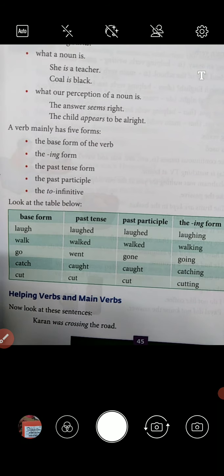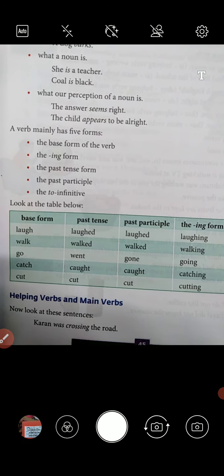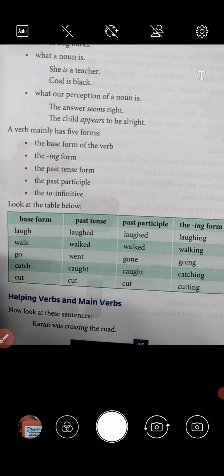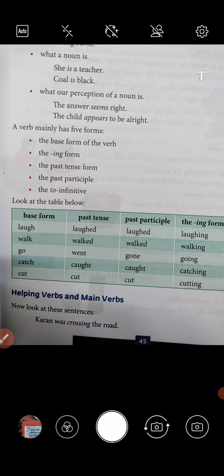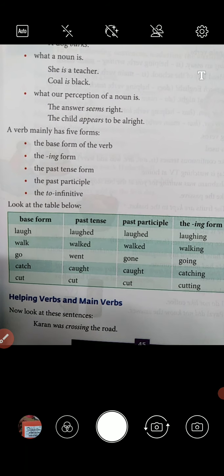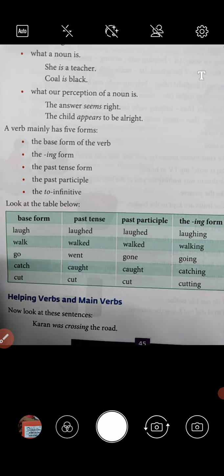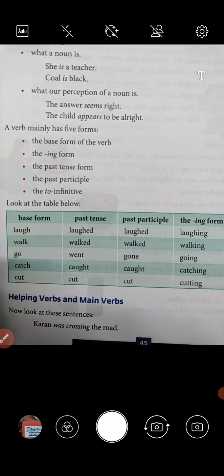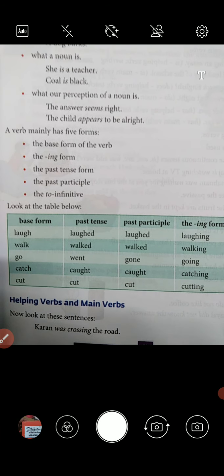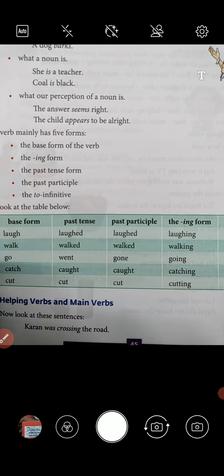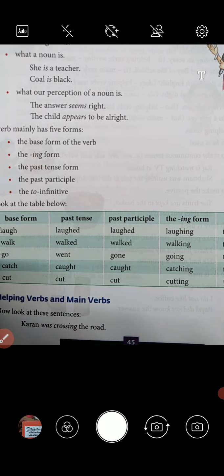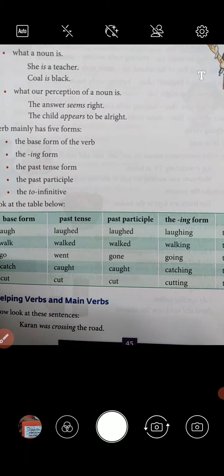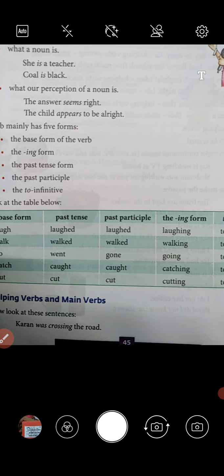Now look at the second word, that is walk. Chalavu. He walks. Now the past tense of the verb is walked. Ed. He walked yesterday. We walked together yesterday. The past participle form of the verb is also walked. We had walked many miles together.